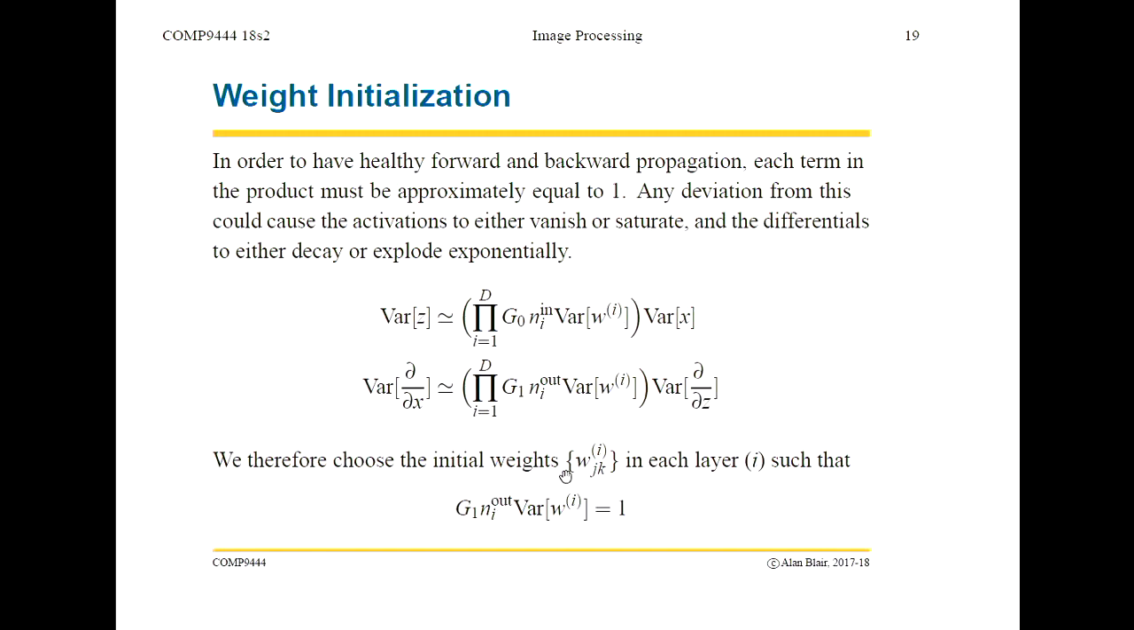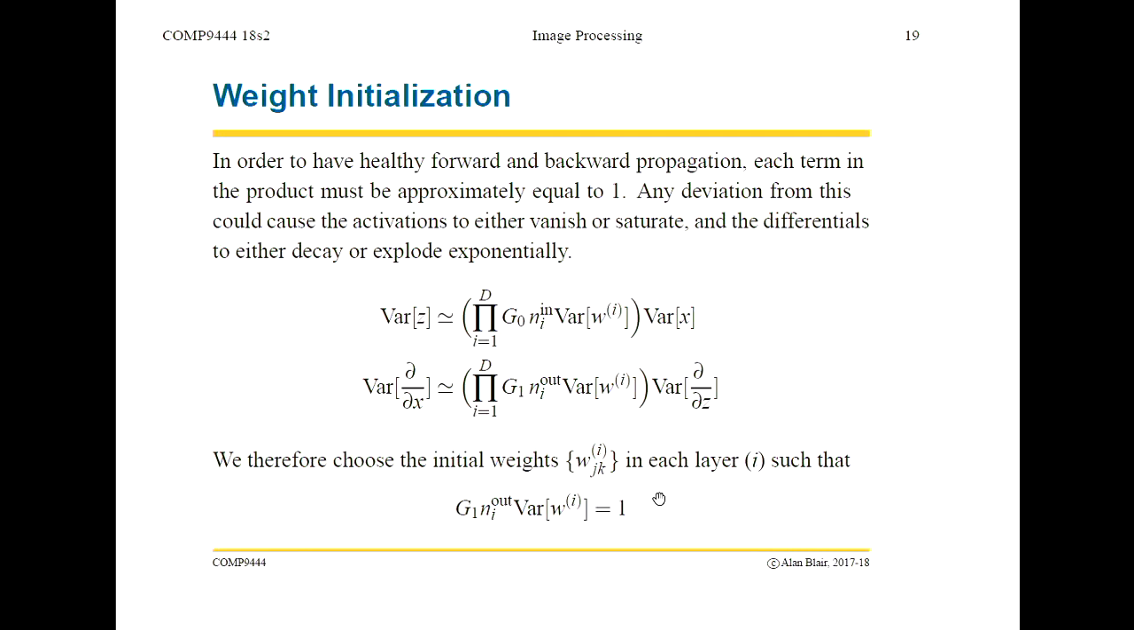Okay, so we want this to be equal to 1, and so we can choose the variance of these, at least initially. This leads us to the idea of weight initialization. We want to choose the weights in layer i from a normal distribution with mean 0, and the variance should be equal to 1 over g1 times Ni out. And that should be true for each layer.